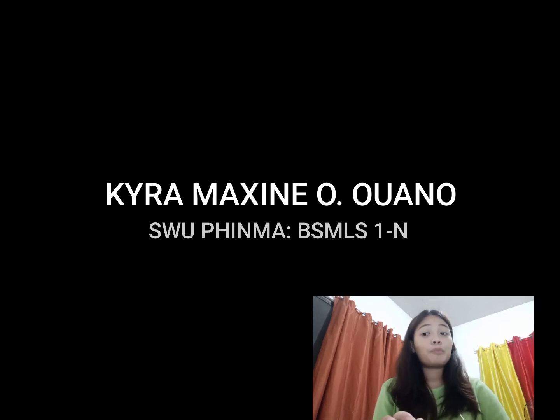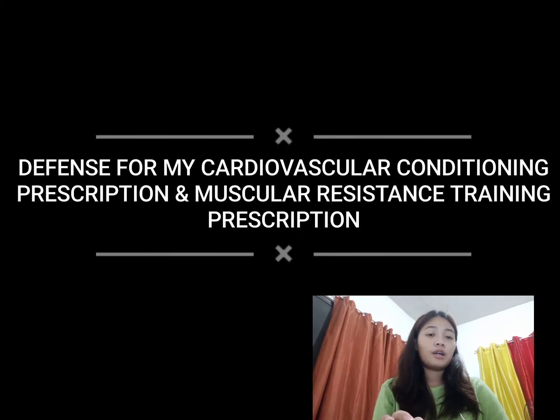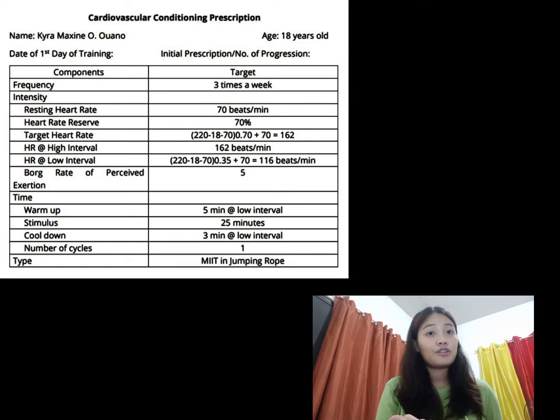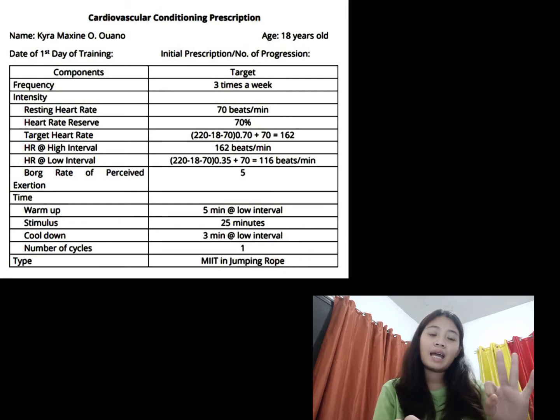So today I will have my defense for my FIT prescription for both cardiovascular conditioning and muscular resistance training prescription. First, I will defend my cardiovascular conditioning prescription. I have here in my table the two columns, components and target. The components are composed of frequency, intensity, time, and type, which we also call FITT. In my frequency, I have here 3 times a week.